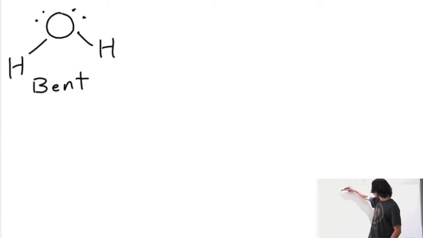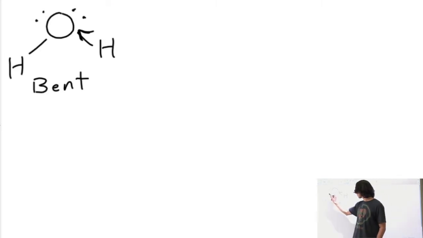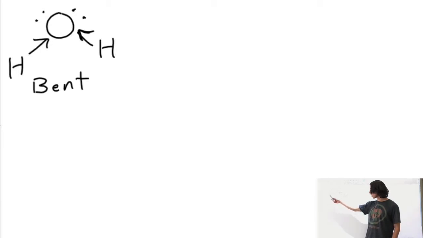Now let's talk about the electronegativity. The oxygen is the more electronegative element here, so a greater amount of the electron density in these hydrogen-oxygen bonds will be nearer to the oxygen. And we indicate that with these arrows here.